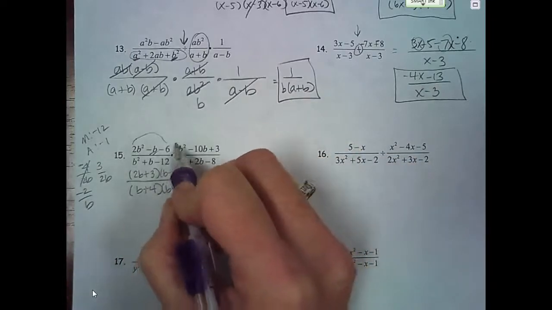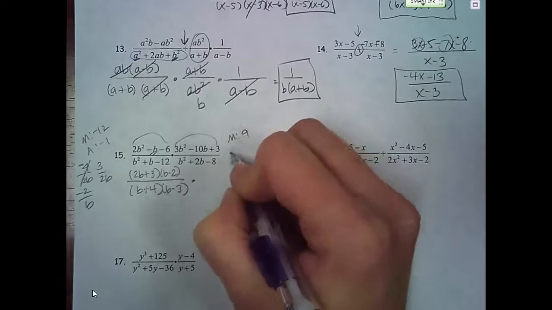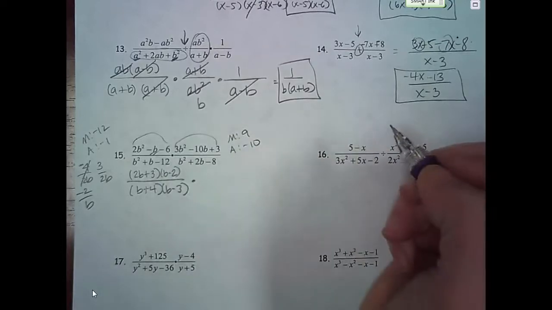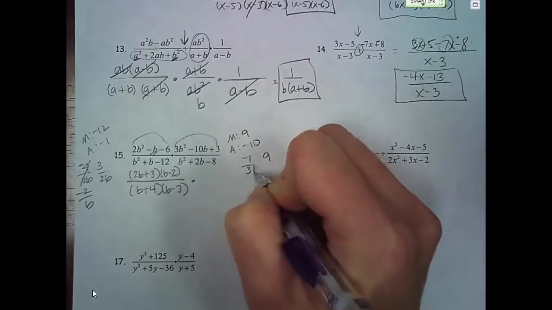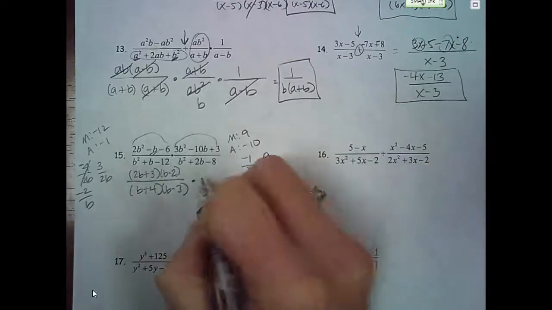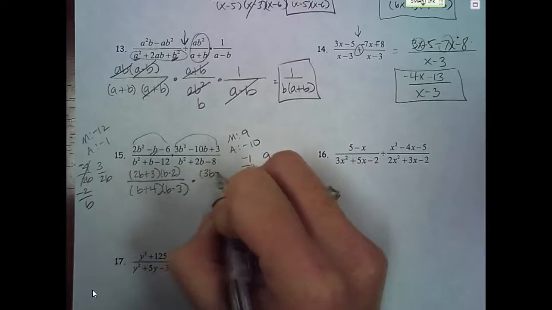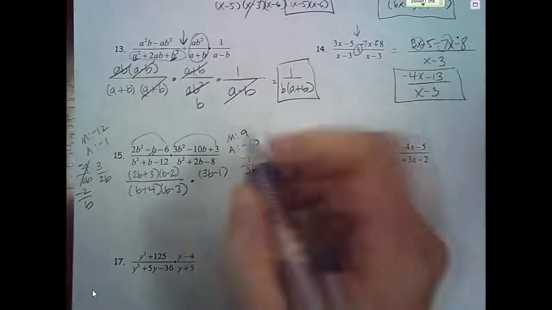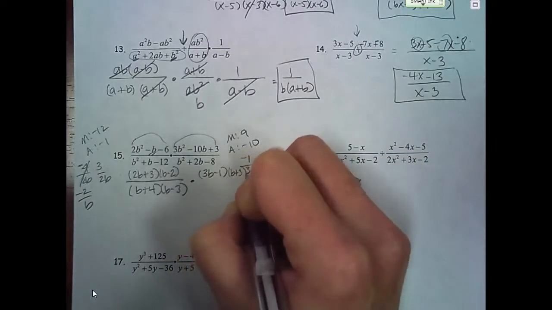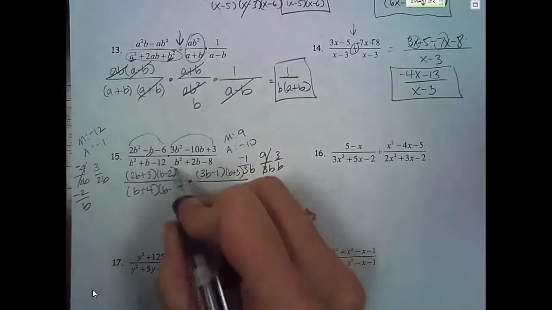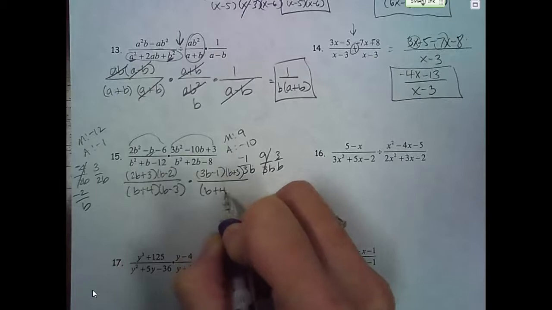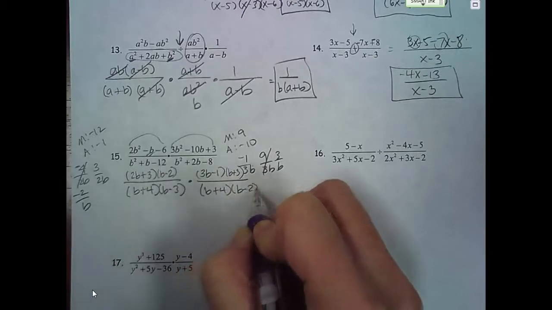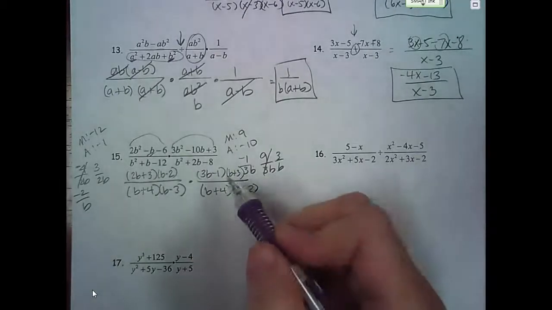Again, another one with a leading coefficient. Numbers that multiply to give you 9 and add to give you negative 10. So you're going to have negative 1 and negative 9. Don't forget to put them over 3b. So this becomes 3b minus 1, this reduces, and b plus 3. Factor the top. It's just going to give us b plus 4 and b minus 2. Cancel what you can.